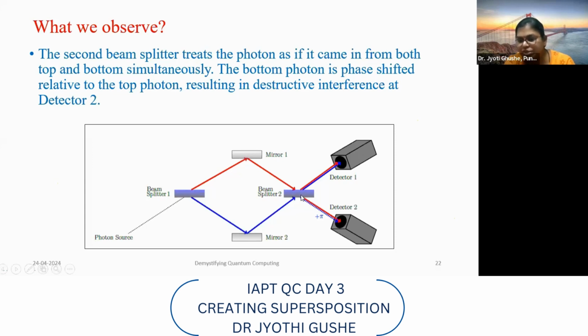Transmitted one will not be phase shifted. So you will find that there is a phase difference of pi radian for the two rays or waves coming in the detector 2. There will be destructive interference. Their intensity is cancelled, and every time you will get the photon in detector 1. I hope you have all understood this explanation.